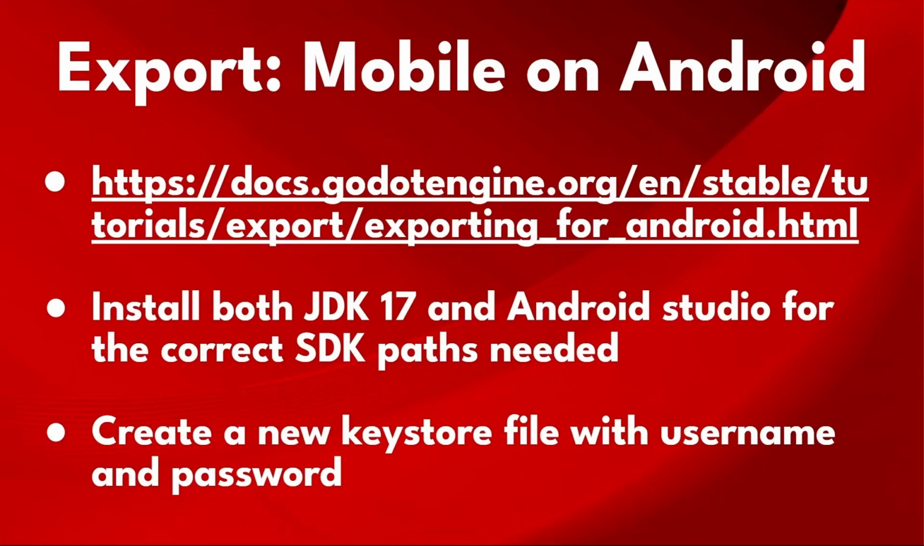In this section, we're going to learn how to export our game to a mobile device on Android. Starting off, we're going to check out this link here for the official documentation at Godot Engine. We're then going to install both the JDK 17 and Android Studio for the correct SDK paths needed. After that, we're going to create a new Keystore file with a username and a password and then export our game. Now let's go ahead and jump right in.